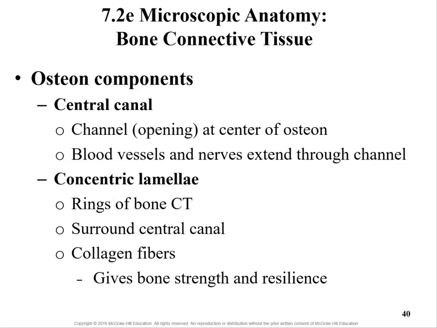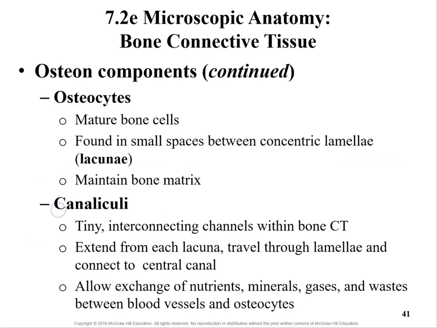The central canal, we said, is the opening. It has blood vessels and nerves. The concentric lamellae are the rings of bone that surround the central canal. These concentric lamellae contain collagen fibers, and this is what gives bone its strength and resilience. You have osteocytes. These are the mature bone cells found in those small spaces between the concentric lamellae called lacunae. These guys maintain the bone matrix.